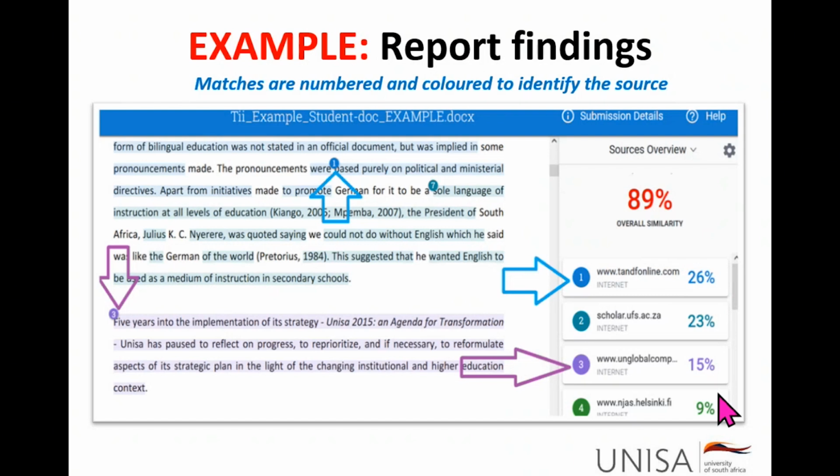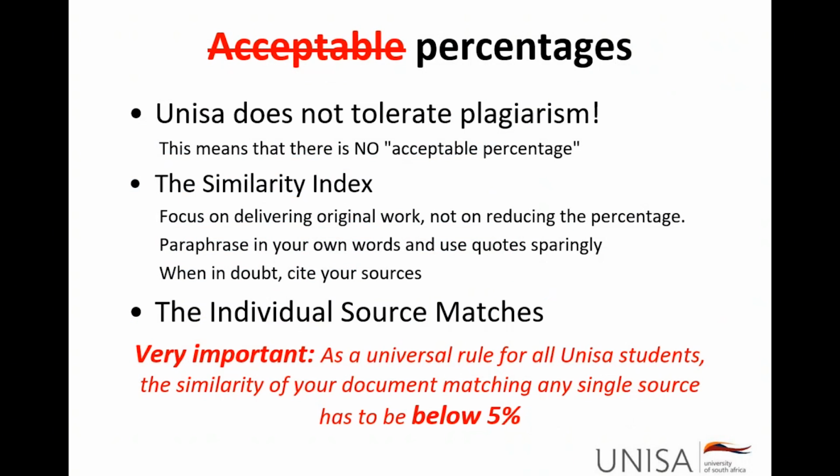Now, I know the burning question for everybody always is, what percentage would be acceptable? There is no acceptable percentage for the similarity index. Why? The reason being, UNISA does not tolerate plagiarism or any other form of academic misconduct. That is why there is no acceptable percentage. Because remember, Turnitin does not say that it is plagiarized. Turnitin simply says it is not original. It shows a match.